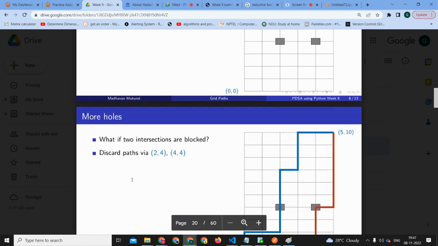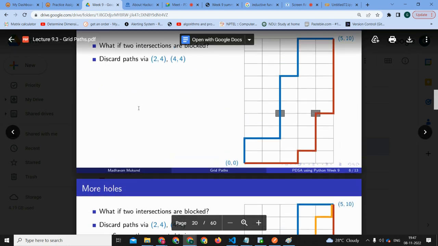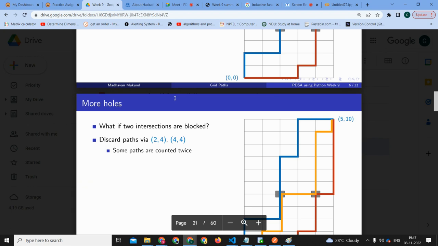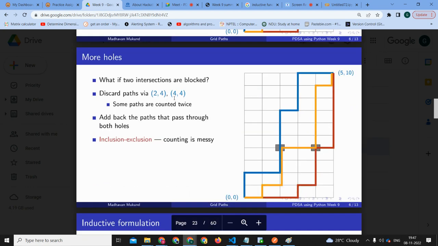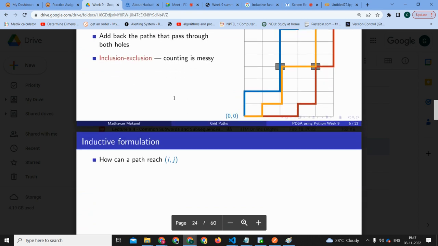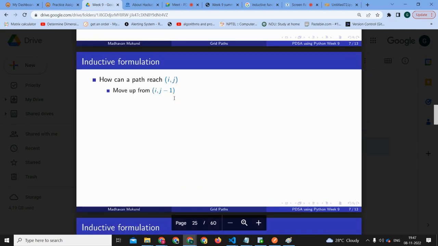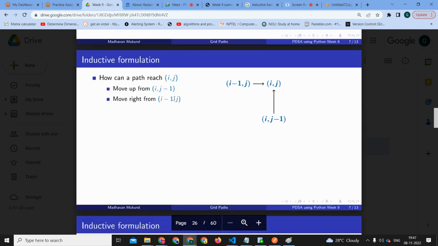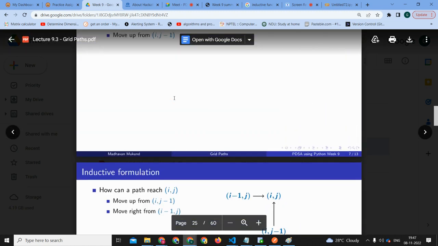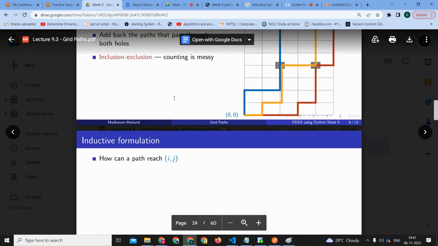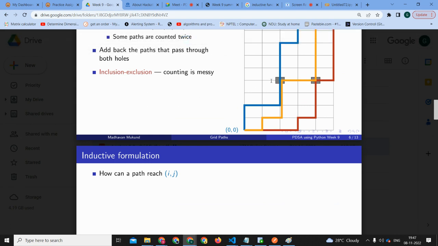All right. So what if we have two intersection blocks? That is what is being discussed here. Discard paths via 2, 4 and 4, 4. Let's see how they are calculating it. Now here, how many paths are between the two blocked intersections?